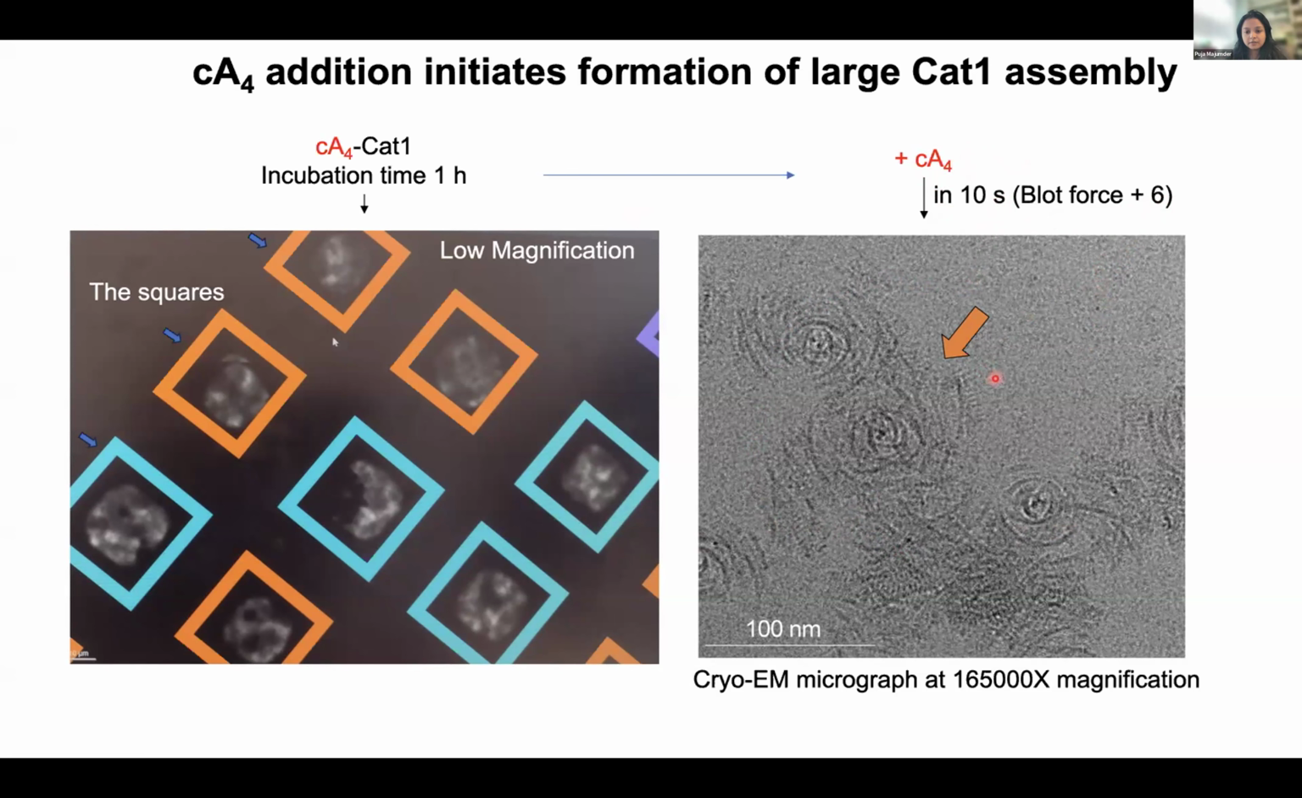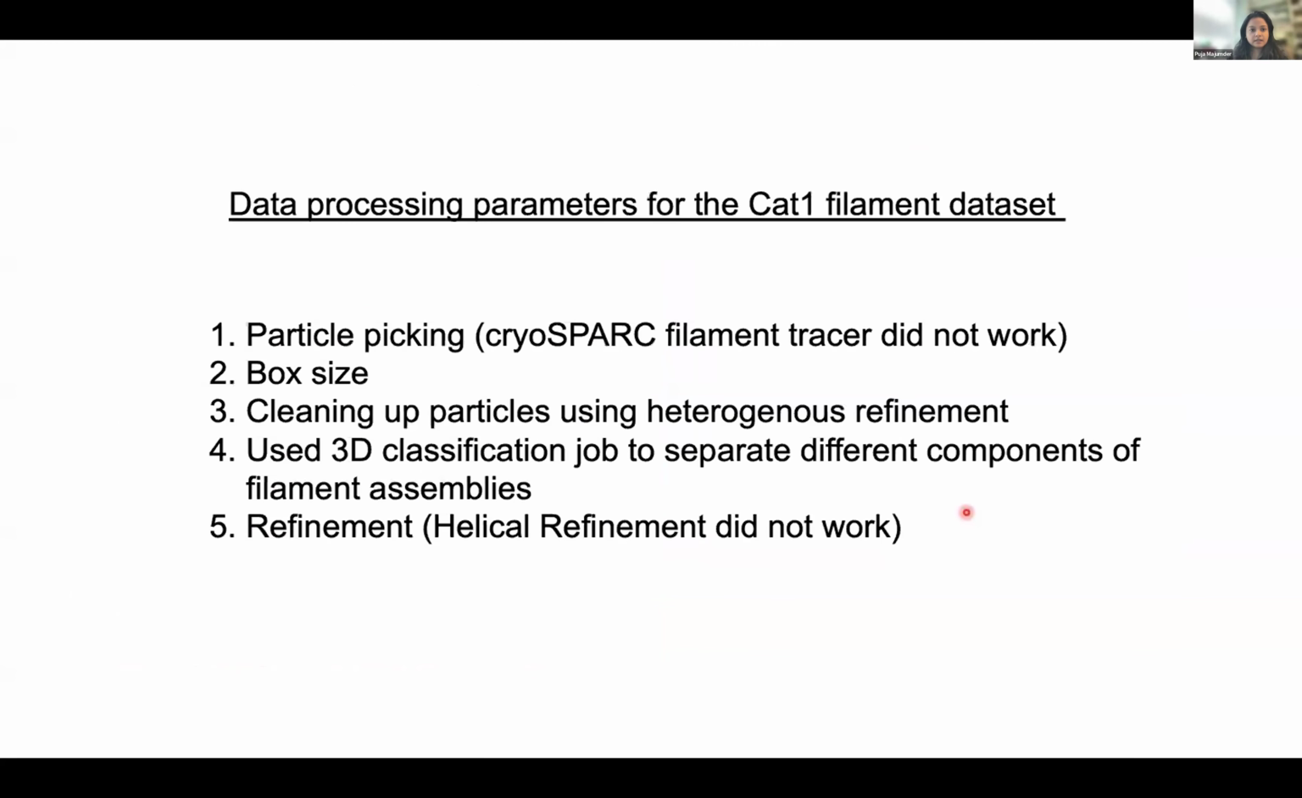This is a representative micrograph. Some of these micrographs have this kind of spread of filaments, but some of the micrographs were empty, and some had very few filaments on them. So we had a very heterogeneous particle distribution throughout the dataset. Hence, we collected a larger dataset for this project, around 10,000 micrographs.